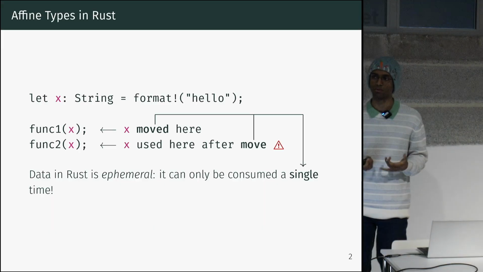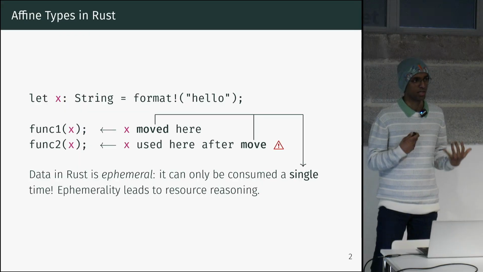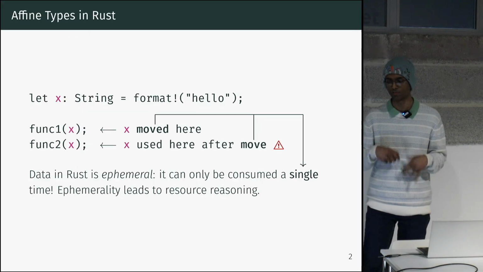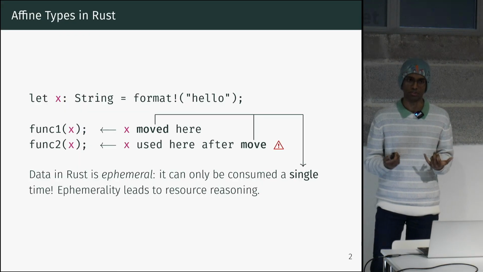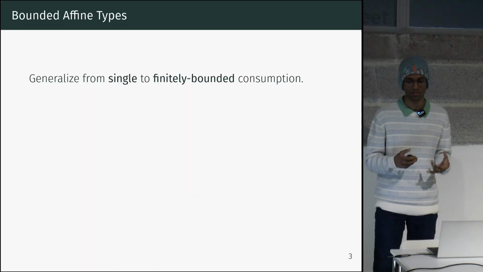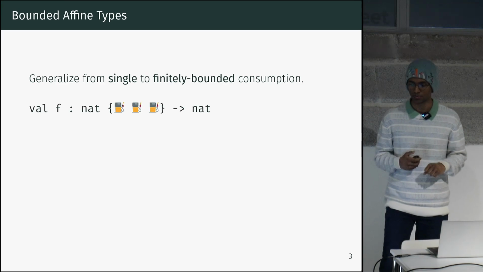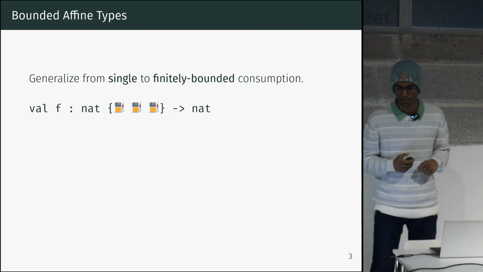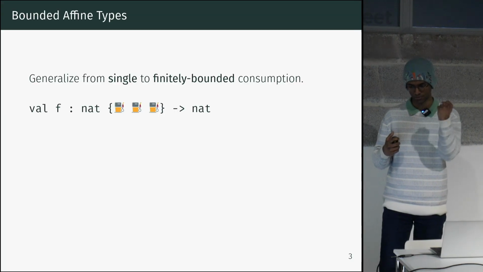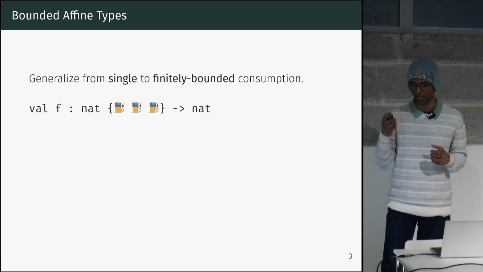This is because data in Rust is ephemeral. You can only use it a single time. And it's exactly this idea of ephemerality, or change over time, in this case, variables being deleted, that leads to resource reasoning. We can generalize from this picture of singly bounded consumption to finitely bounded consumption using something called bounded affine types. A simple syntax for this might look something like this, where I have this function f whose signature goes from nat with 3 fuel emojis annotated to a nat.